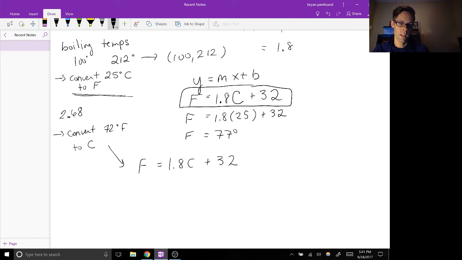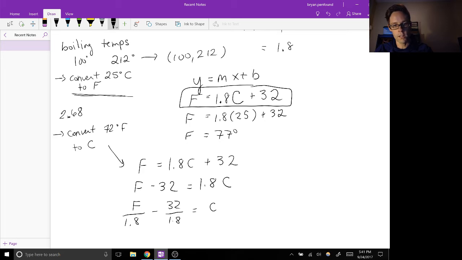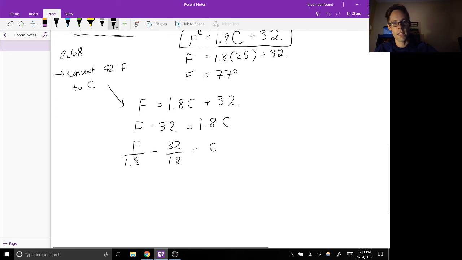And let's subtract 32 from both sides. And then divide both sides, or all three of these terms, by 1.8. So F divided by 1.8 minus 32 divided by 1.8 will equal capital C. And so if you want, you can simplify this a little bit. Over here with the F, this is really like 1F divided by 1.8.